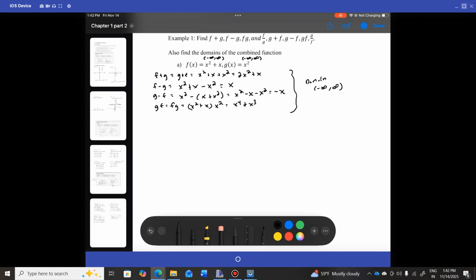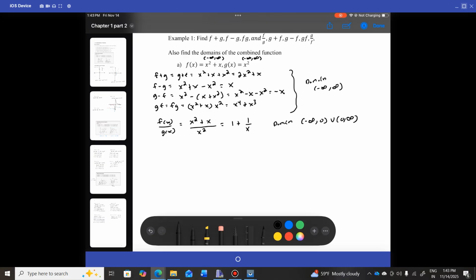Okay. Now we look at f of x divided by g of x. So we have x squared plus x over x squared. And so we can rewrite this as 1 plus 1 over x. Okay. And so the domain here, there are no restrictions in the original two, but there is a restriction here. X cannot be 0. So the domain here is from negative infinity to 0 and 0 to infinity.